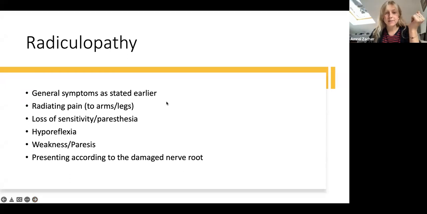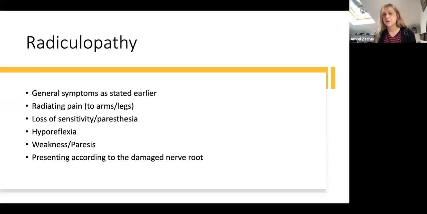So radiculopathy shows the general symptoms, which I've stated earlier, for example, back pain. Then you also have radiating pain. If it is in the cervical spine, you would have radiating pain to the arms. And if it's in the lumbar spine, you would have radiating pain in the legs. Also at this part, spinal disorders in most cases occur in either the cervical spine or the lumbar spine.